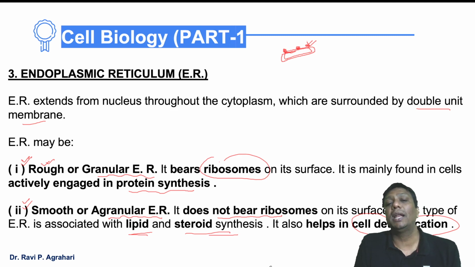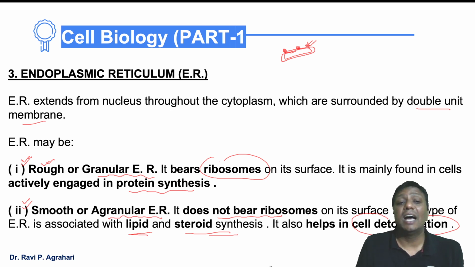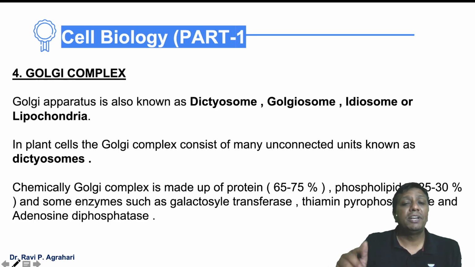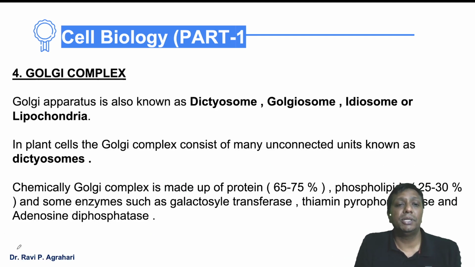help of smooth or agranular endoplasmic reticulum. It means smooth or agranular endoplasmic reticulum make a cell safe and even protect the cell through cell detoxification. Toxic substances are released outside. After this, we will go into the discussion of the Golgi complex or Golgi bodies.